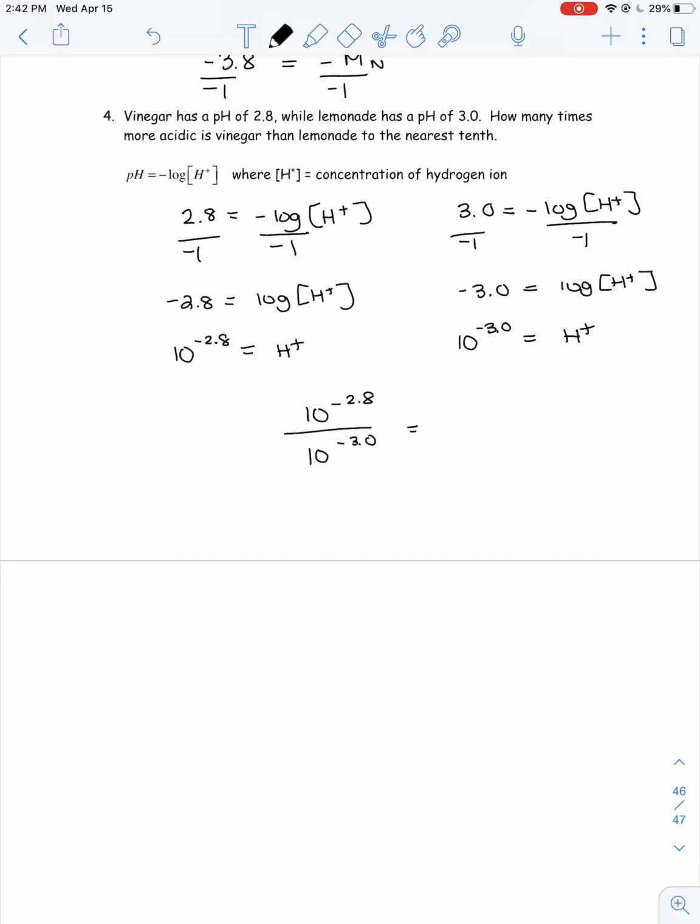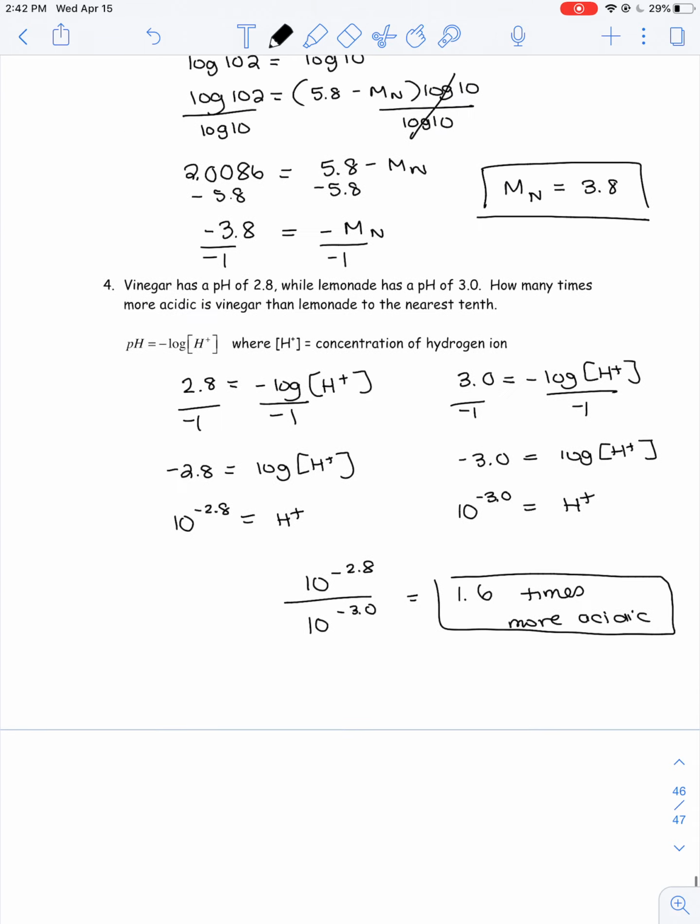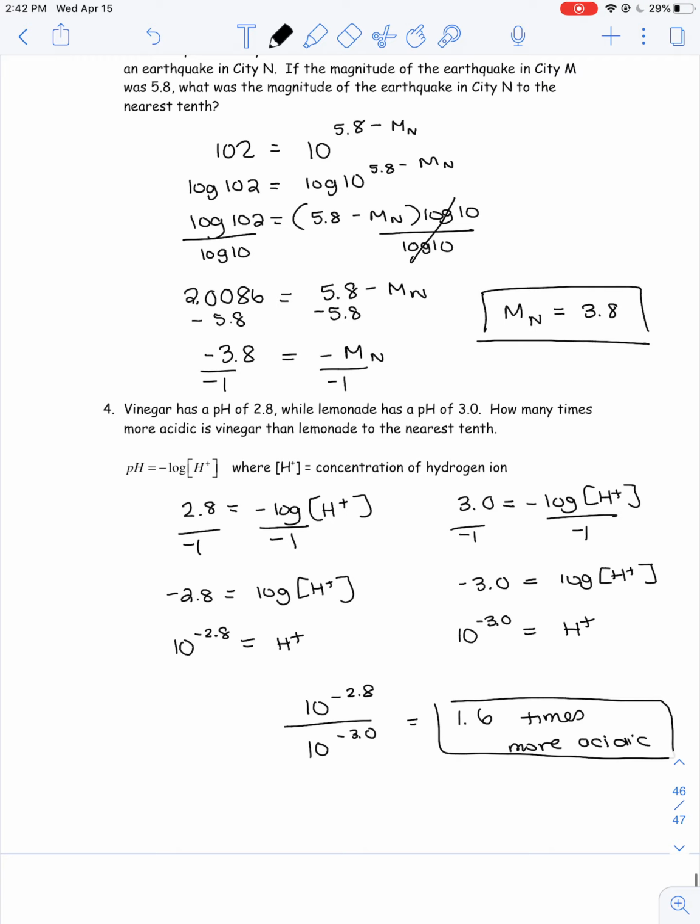Okay, and you should get 1.58 times. To the nearest tenth would be 1.6 times more acidic. And that's it for our applications of exponential and logarithmic functions.